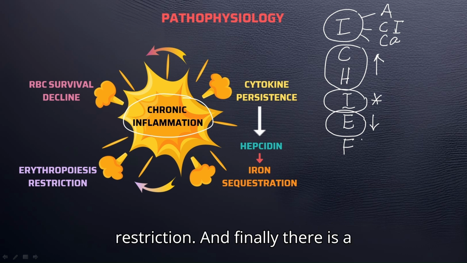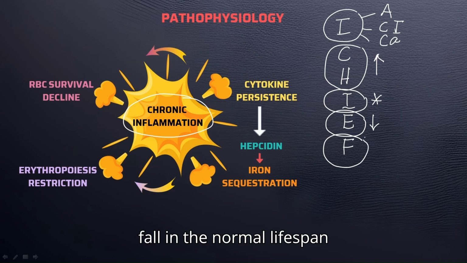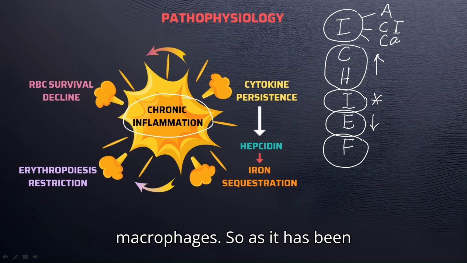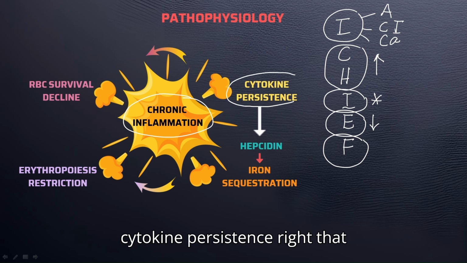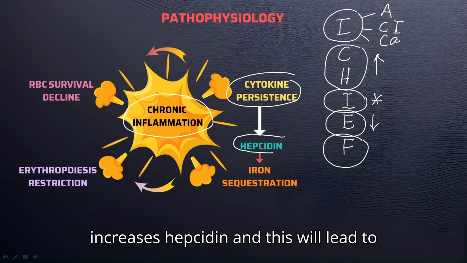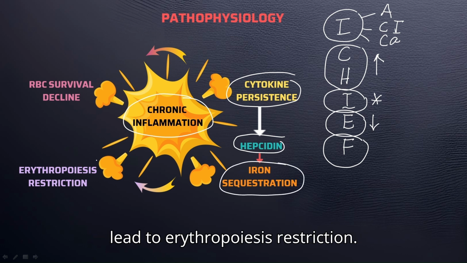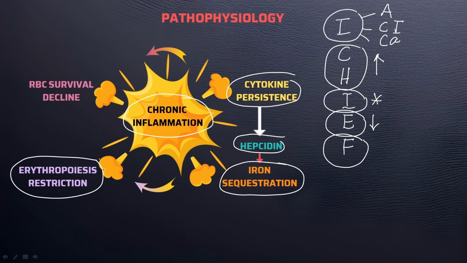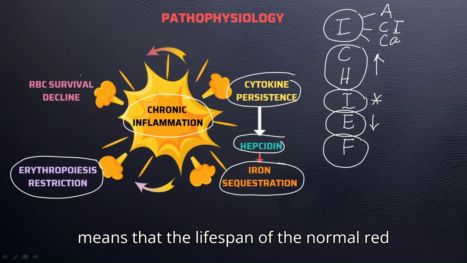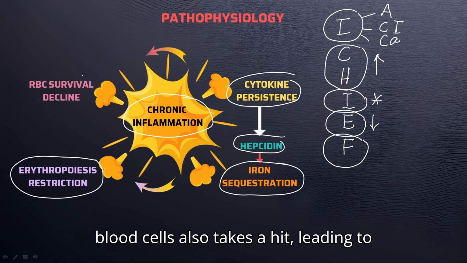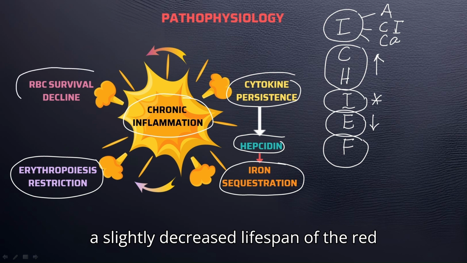And finally, there is a fall in the normal lifespan of the red blood cells because they become vulnerable and get phagocytosed by the macrophages. So as it has been illustrated, you can see there is cytokine persistence that increases hepcidin, and this would lead to iron sequestration in the reticuloendothelial system. This would lead to erythropoiesis restriction. And of course, in general, this means that the lifespan of the normal red blood cells also takes a hit, leading to a slightly decreased lifespan of the red blood cells.